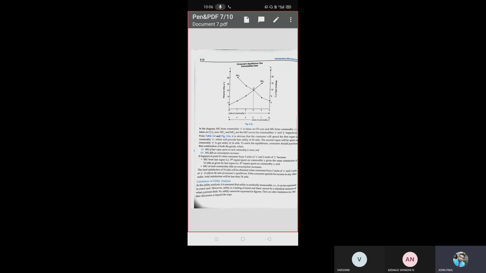Clear? Got my point? Any doubts? Okay, so if we look at this, they have drawn the two graphs in a single sheet. That's why it looks like this. But it is the same as what we have studied in a single commodity. Okay, the same graph. Fine.